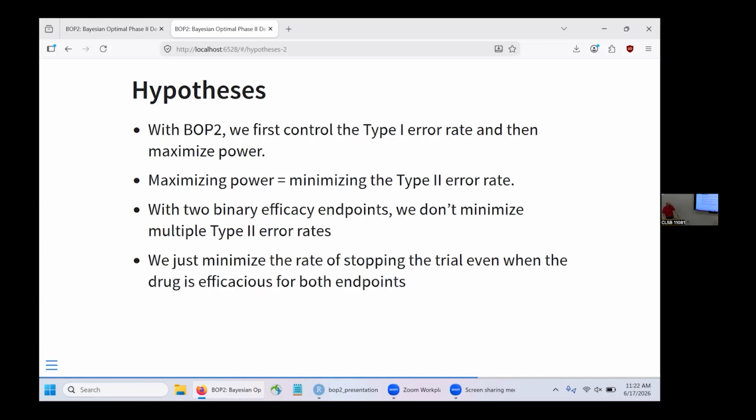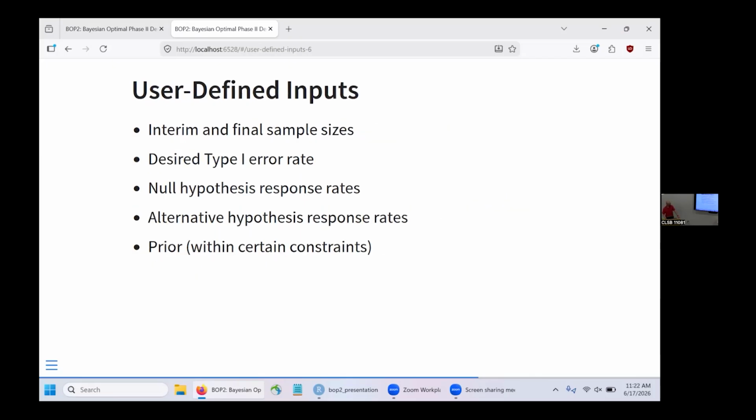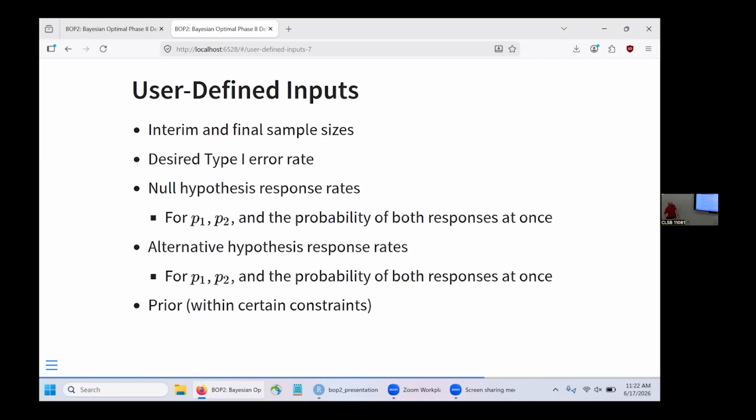I went through that pretty quickly. I apologize if that was confusing. It's actually simpler than what we were just talking about, so hopefully that's reassuring. All right, more user-defined inputs.